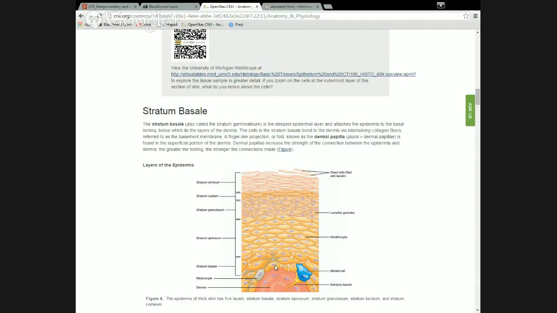As the cells move farther and farther away from the stratum basale, they eventually get too far away from the blood supply to survive. And that happens right around in the stratum granulosum. So the stratum lucidum and the stratum corneum are made up entirely of dead cells. These cells cannot get nutrients from the blood, and they can't get rid of waste products through the blood, so they're dead.